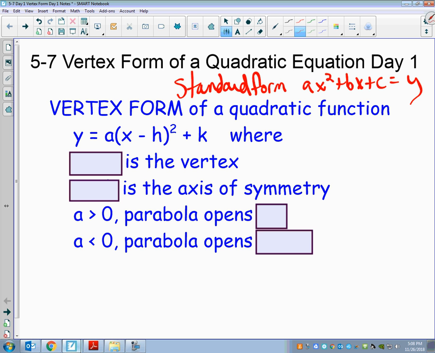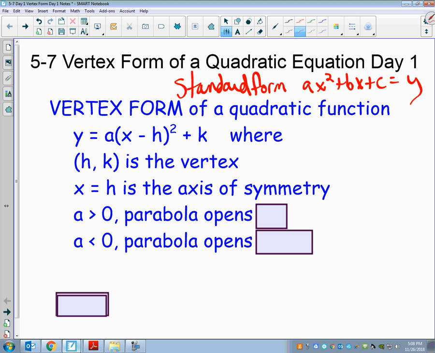Vertex form looks like this. Y equals a times x minus h squared plus k. Why is it so important? Why is it called vertex form? Because we can tell the vertex by just looking at it. So if you have it in this form, then h and k are your vertex. So this is your h, this is your k. That means your axis of symmetry is still the x coordinate of the vertex. So now it's just x equals h.